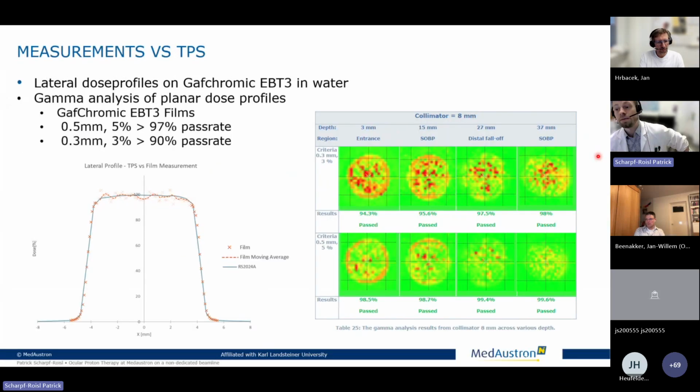For lateral profiles, we performed some measurements with GafChromic EBT-free films in water. We performed a two-dimensional gamma analysis. There we see pass rates of more than 97% for 0.5 millimeters 5%, and 0.3 millimeters 3%, and pass rates above 90% for various collimator sizes.